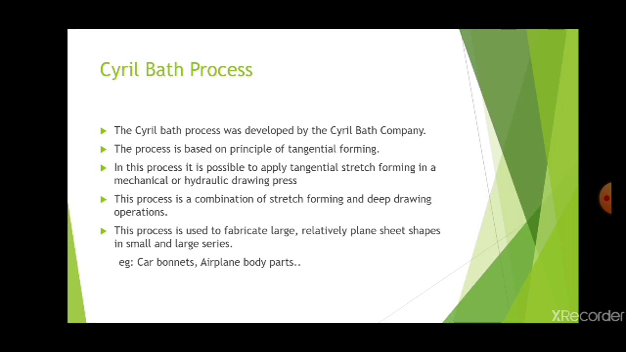In this process, it is possible to apply tangential stretch forming in a mechanical or hydraulic drawing press. The process is a combination of stretch forming and deep drawing operations. This process is used to fabricate large, relatively plain sheet shapes in small and large series. For example, car bonnets in our automobiles and airplane body parts are produced by the Cyril Bath process.